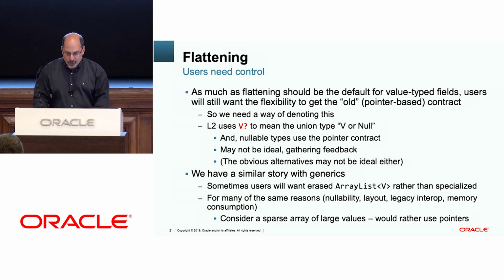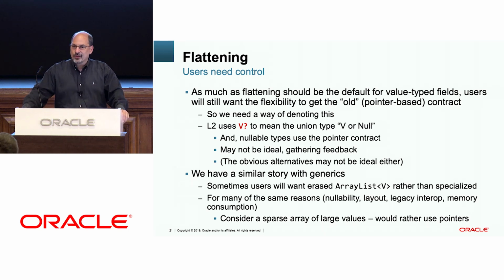That means we need a way to denote it in the source language. The way that we have settled on this for purposes of the current prototype, this isn't necessarily a final decision, is to say for value type V, there's a corresponding type V question mark, which means V or null. And we use that nullability as a signal for flattenability, as a signal of saying, I don't want flattening here. We can use the same thing for specialized generics to say, I don't want specialization here. That may or may not be the right answer, but it's the point we're currently exploring.